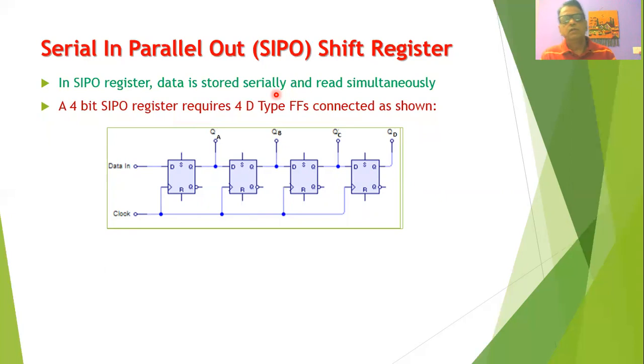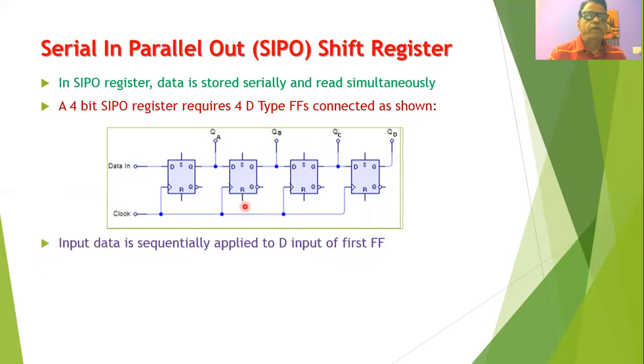Now, when we want to construct the 4-bit serial in parallel out shift register, then we will require 4 D-type flip-flops, and these flip-flops are to be connected as shown in the diagram. So initially here we will apply the data input, then the output is connected to the D input of the next flip-flop. Observe that sequentially all the flip-flops are connected together and the output is taken parallelly at the output of each flip-flop: QA, QB, QC and QD. The clock terminal is made common and also we can make the clear terminal of all the flip-flops common.